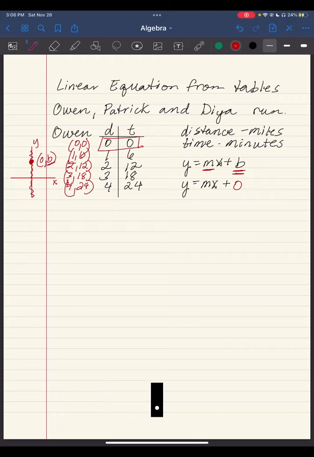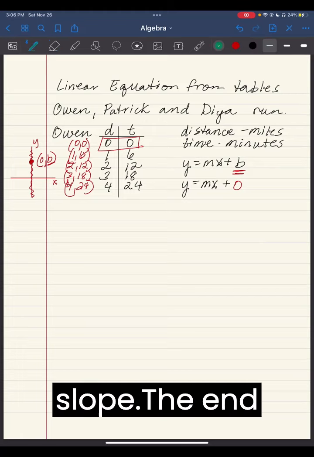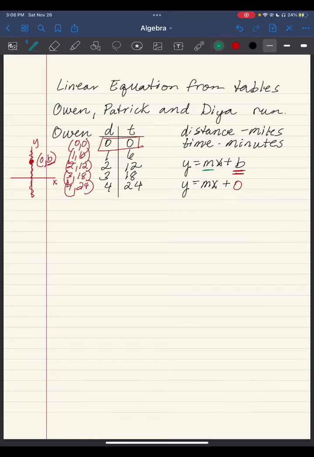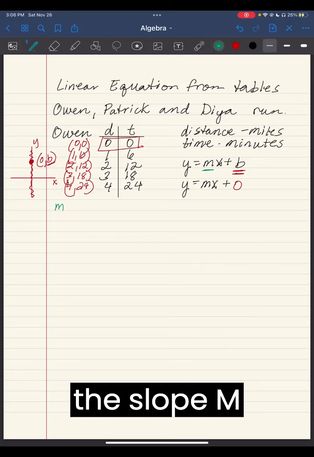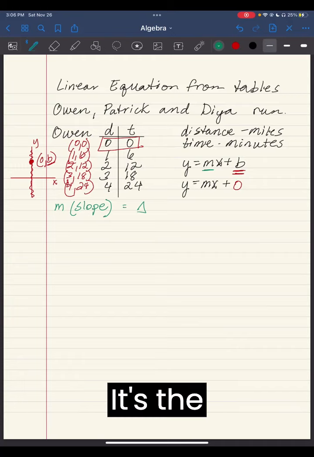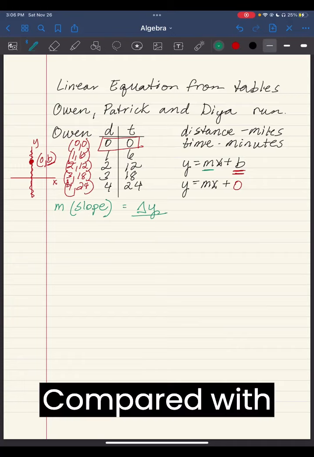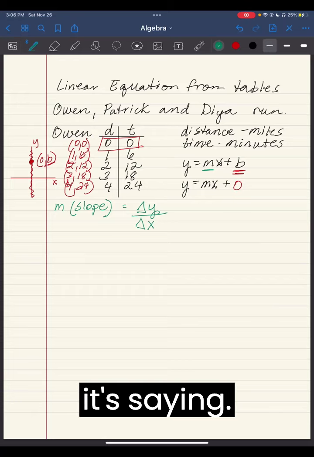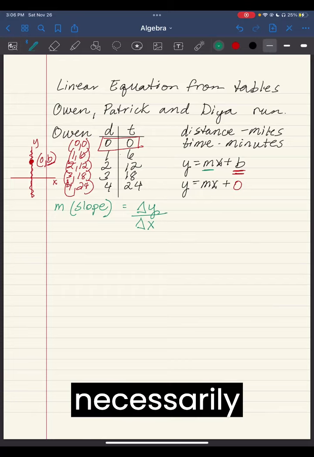So the only thing that we need to find from this table that we don't have is the slope. And it's actually really easy to find. So how are we going to find slope? Let's change the color and make this green. We're looking for slope, the m value. Do you remember that for a line, the slope, m just means the slope. It's the change in y values compared with the change in x values. That's what it's saying.